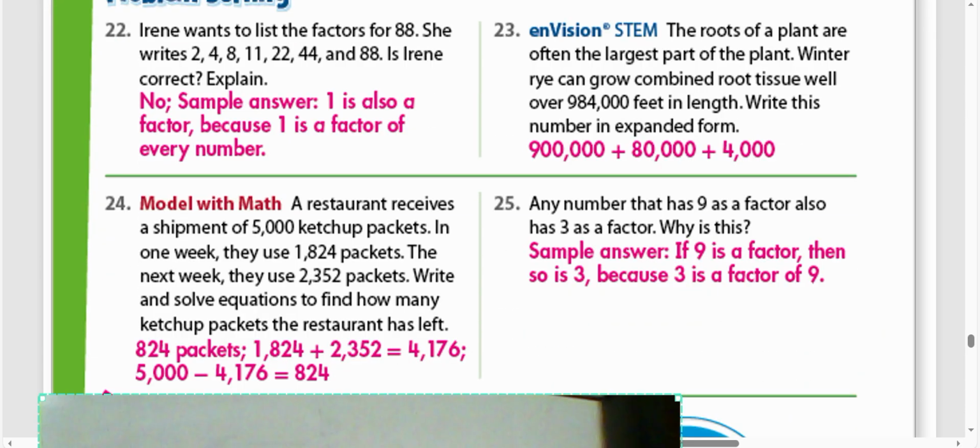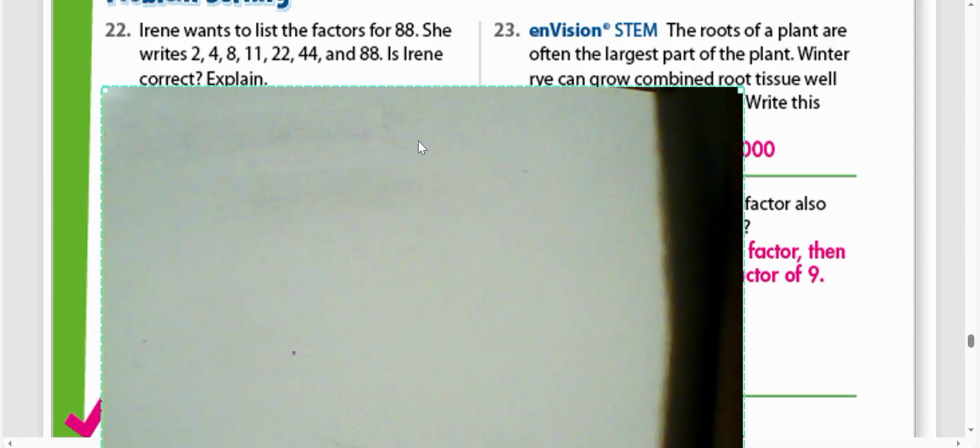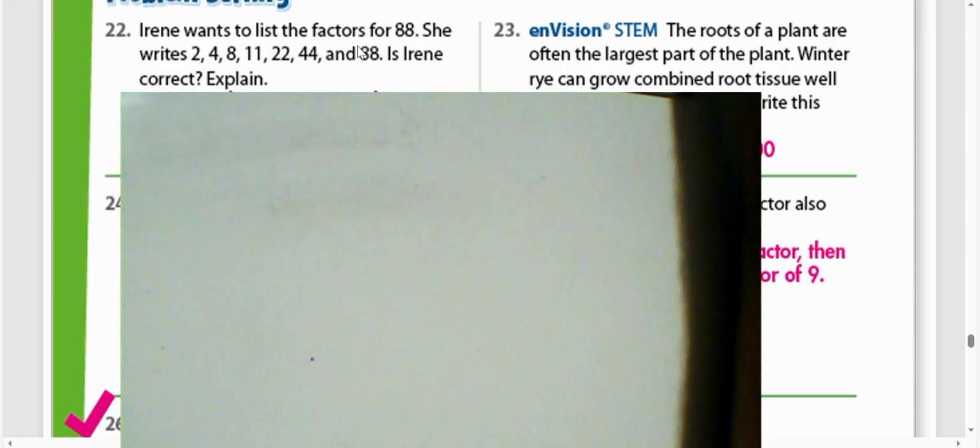Solving the problem. Look at this question first. Erin wanted to list the factors of 88. She writes 2, 4, 11, 22, 44. What number was missing here, and 88? Is Erin correct or not?